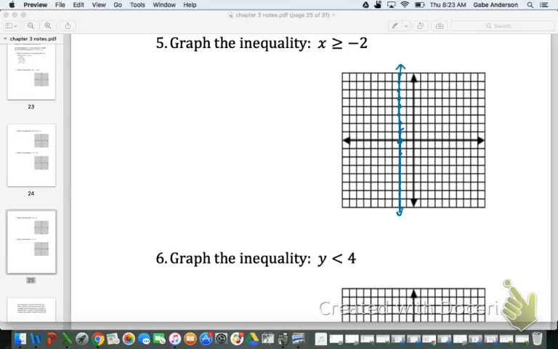And again, just like the other lines, haven't I essentially divided the graph into two regions? I'll call this region A, I'll call this region B. I got to figure out where to shade. What would be the easiest test value? 0, 0. Essentially we plug a 0 in for x and say, is 0 greater than or equal to negative 2? Yeah, it is. So we shade the region B that I marked up here. So it's the right half of the graph.